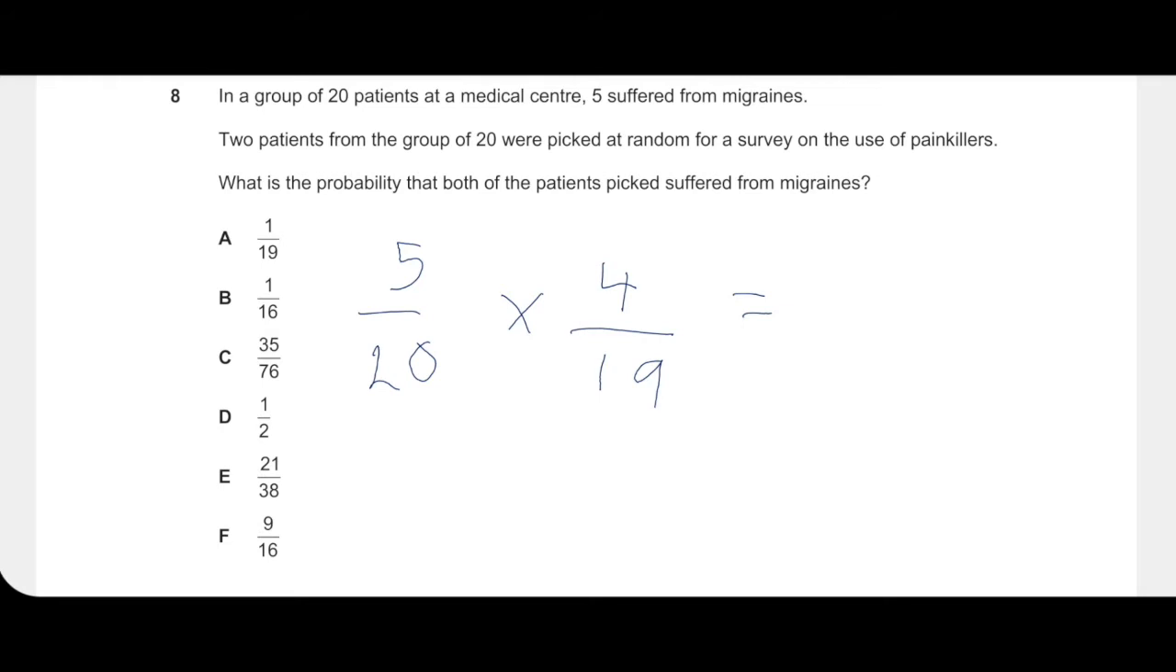So 5 × 4 is equal to 20. That's your numerator. And the denominator is 20 × 19. And the reason why I did this is to make simplification easier. So make that one. And guess what? The answer is 1/19. And therefore, the answer is A. That is question number 8 completed.